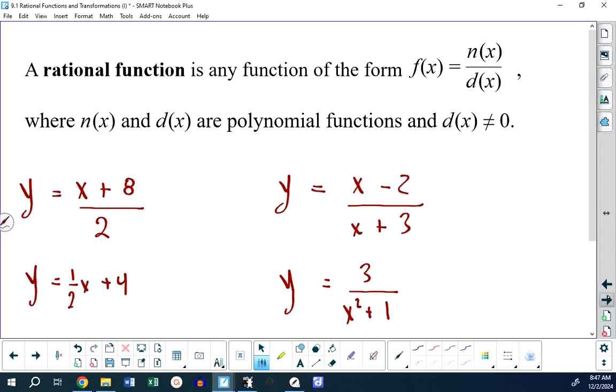I think this is wrong. I think n of x over d of x, saying d of x can be any polynomial, is wrong, because d of x cannot be a constant polynomial. There must be an x in the denominator. So that's the definition of a polynomial function.